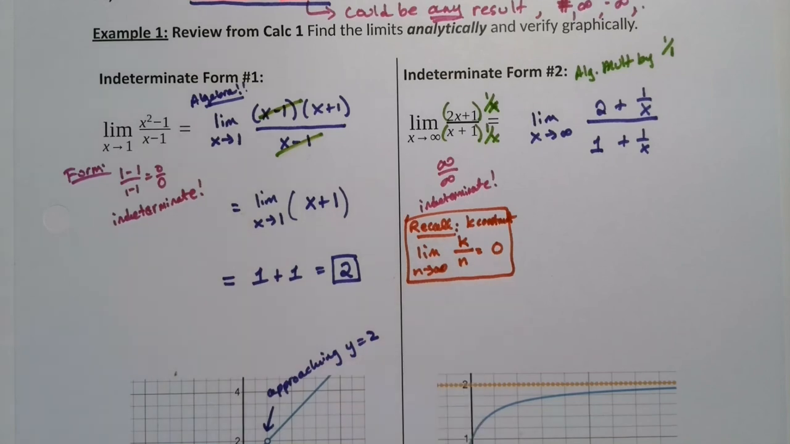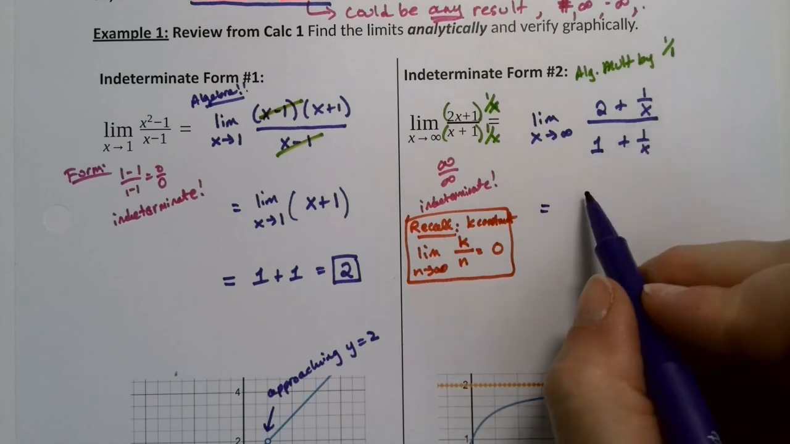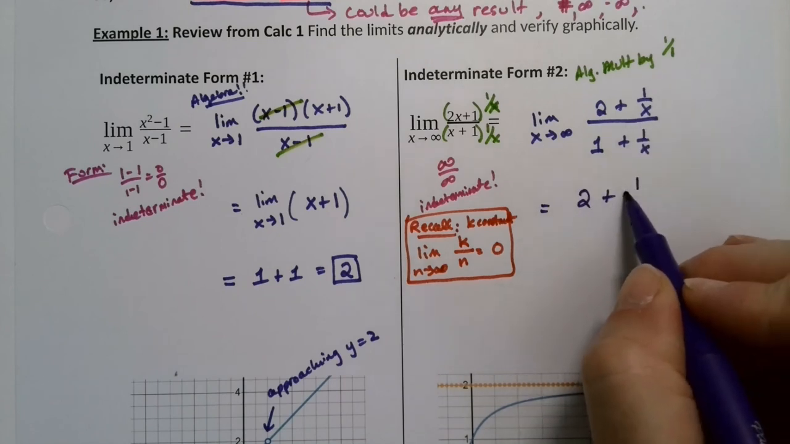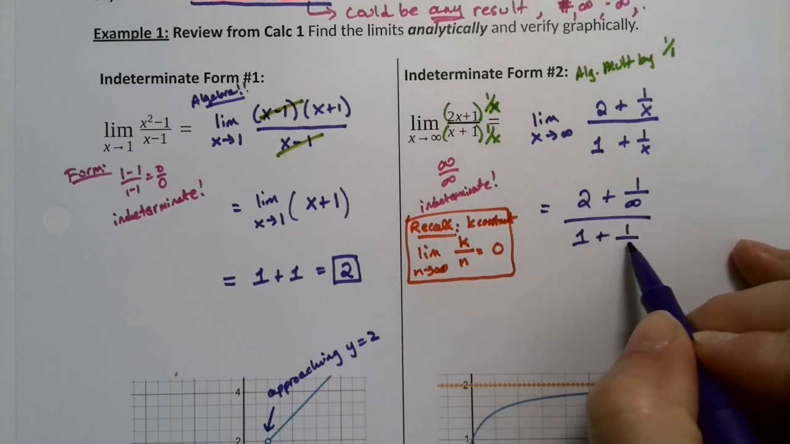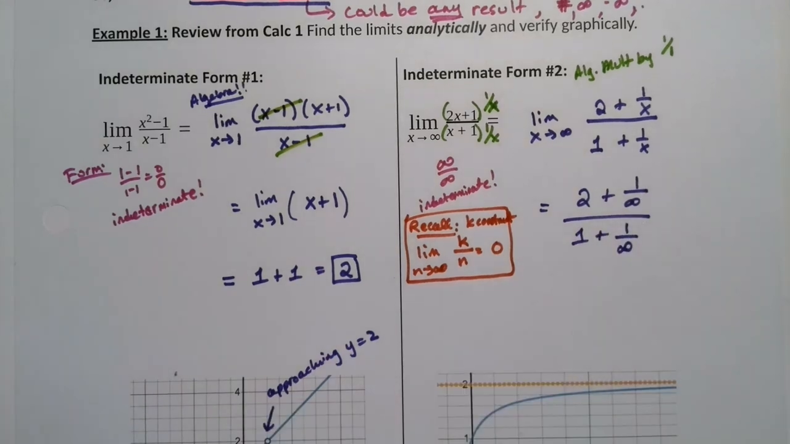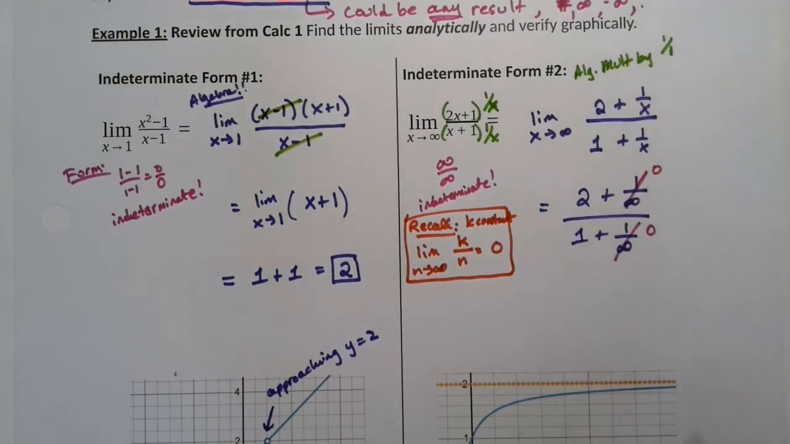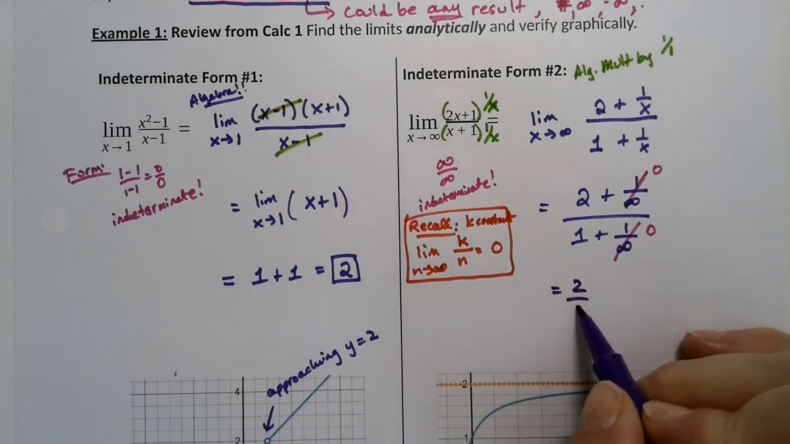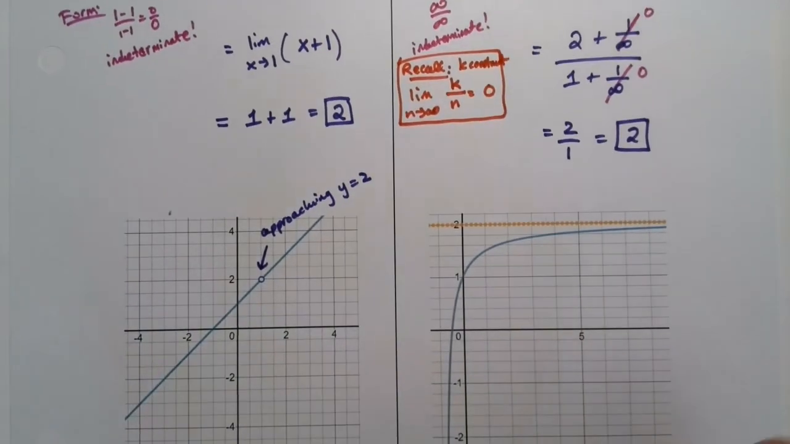So what is that going to mean for us? Well, this is going to mean that when I put infinity over here, it's going to be 2 plus 1 over infinity, and then 1 plus 1 over infinity. And 1 over infinity, both of those are zeros, right? So this is 0, this is 0. And that means that we have 2 over 1, which is 2, which you can see right here on this graph. That function is approaching y equals 2.